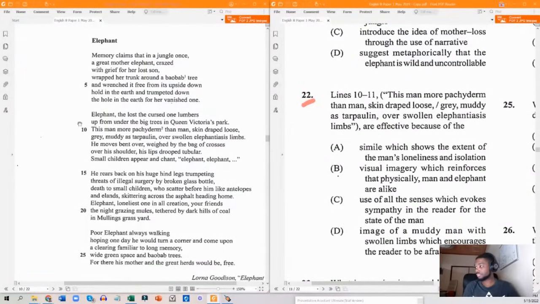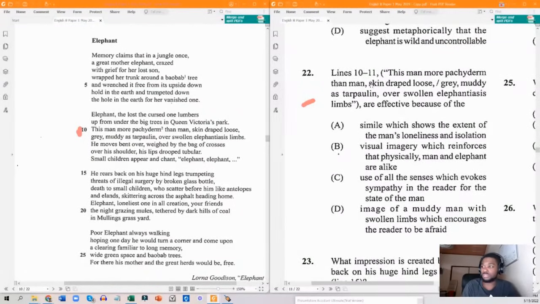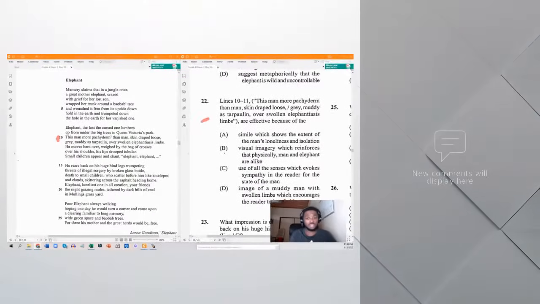Lines 10 to 11. This man more pachyderm than man, skin draped loose, grey muddy as tarpaulin over swollen elephantitis limbs, are effective because of the what? So now we're looking at 22. Let's get an answer for 22. Number 22, you can send your answers in. What do you think is going on here? Number 22.